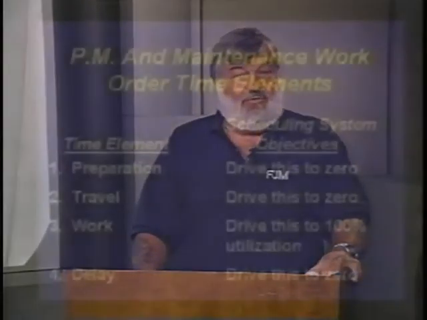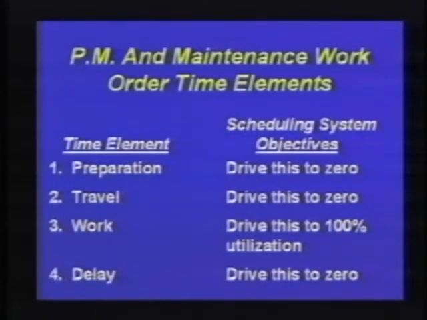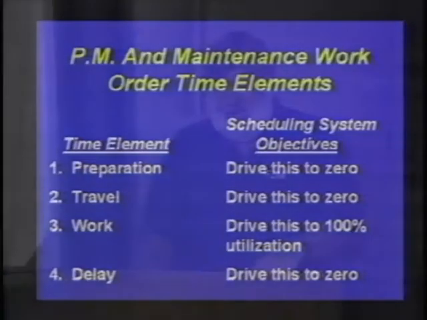And step 3, which is the actual work time, you want to get up to 100% utilization and equal to or higher than 100% efficiency. And the last element, the delay time, ultimately will be dropped after the PM program, let's say, has been functioning for at least 1 year, and then that time can now be used for additional maintenance work.